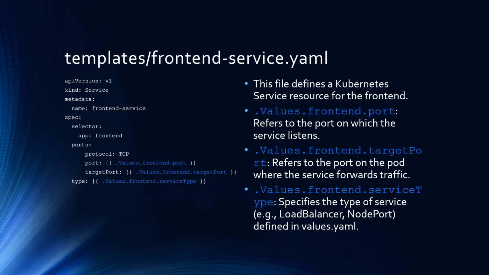.Values.frontend.port defines the service's listening port. .Values.frontend.targetPort specifies where traffic is forwarded. .Values.frontend.serviceType determines how the service is exposed. These configuration options give you flexibility in how you expose your application.